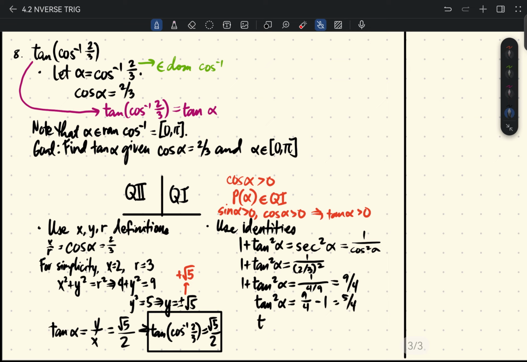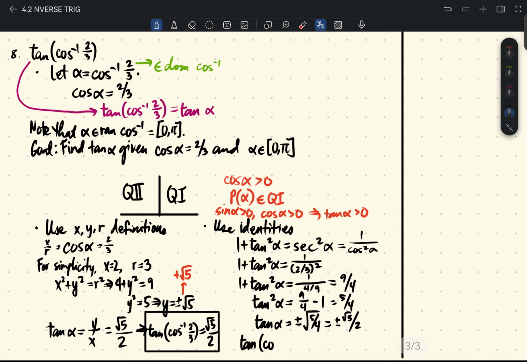Then obtaining the square root of both sides, you have tangent alpha equals plus minus square root of 5 over 4. And take note, the square root can be distributed in the numerator and denominator. So you have plus minus square root of 5 over square root of 4, which is 2. And since we said that tangent alpha is greater than 0, we have that tangent of cosine inverse of 2/3 is just positive square root of 5 over 2. I hope this example is clear. So let's have another one.